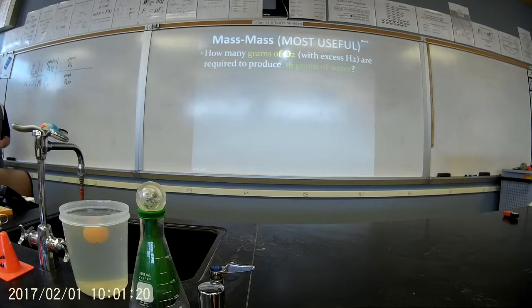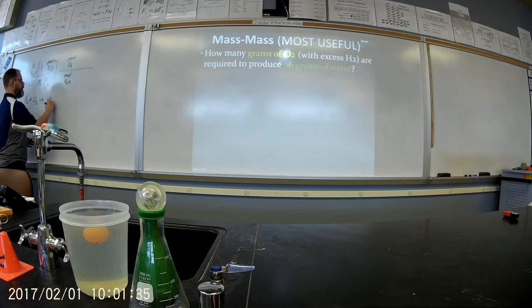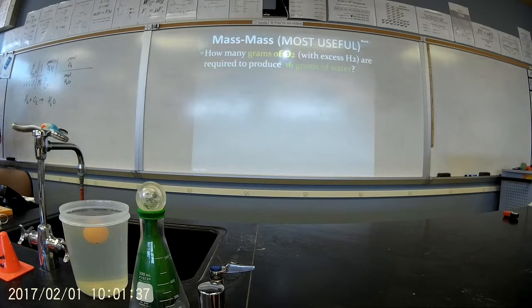So moles H2O to moles O2. And this is where we need the balanced chemical equation. We know that if we have H2 and put it into O2 and we blow them up, boom, we make H2O. That's our chemical equation. We need the balanced chemical equation to give us the mole ratio. This is not balanced. Exactly right. How would you balance it?